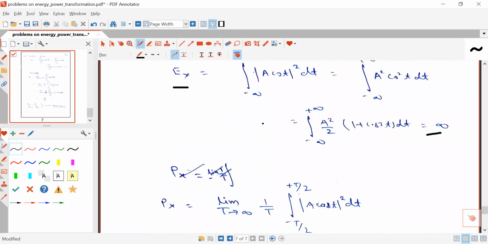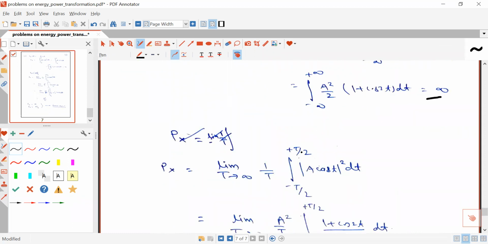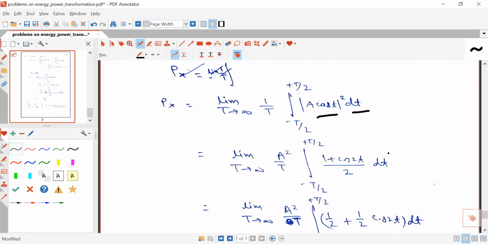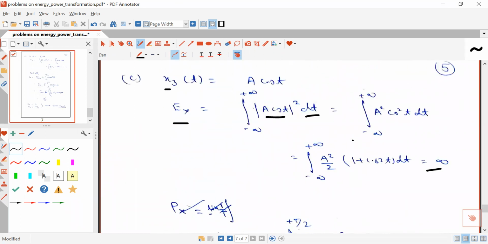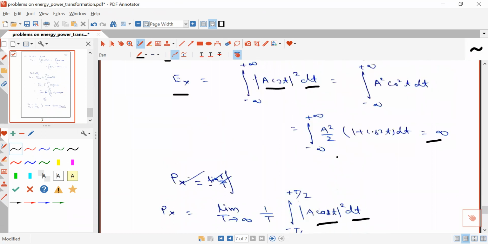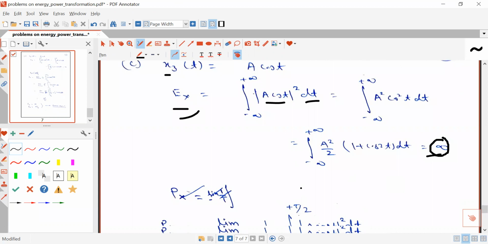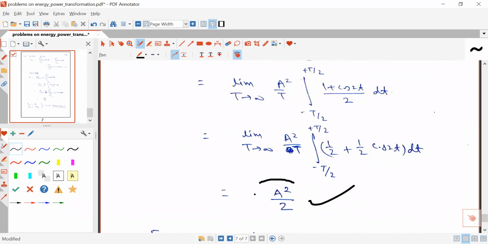And I am using here the same formula. This is mod of x(t) squared dt, and this is mod of x(t) squared dt. I just integrated these integrations, and I got that energy has an infinite value and power has some definite value. So that is why this signal is a power signal. Or directly you can say that a periodic signal is a power signal. It cannot be an energy signal.